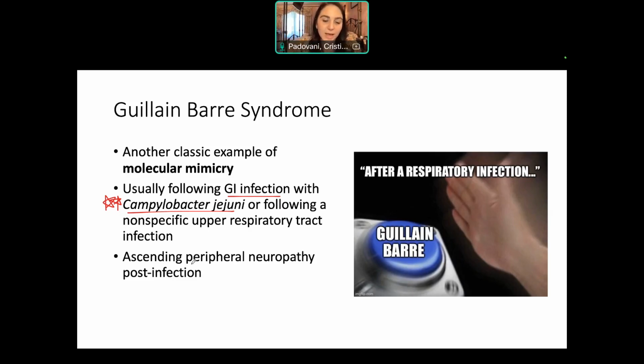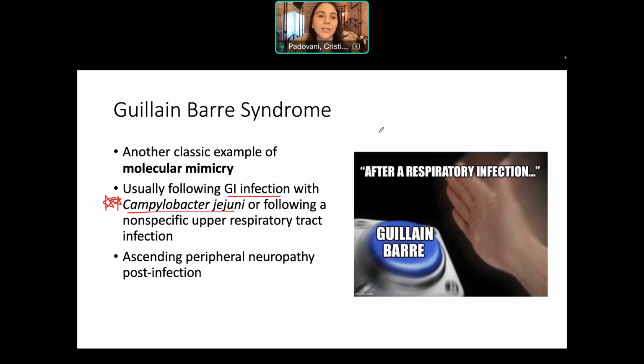It's going to start from the legs and then work its way up. And it's going to be symmetric. And it's a peripheral neuropathy. So that's kind of like this meme here after a respiratory infection. You're like, oh, Guillain-Barré, but also think about Campylobacter jejuni. Campylobacter jejuni is the one they usually ask about because we have an actual organism in mind.